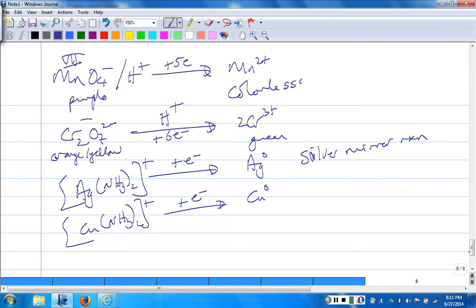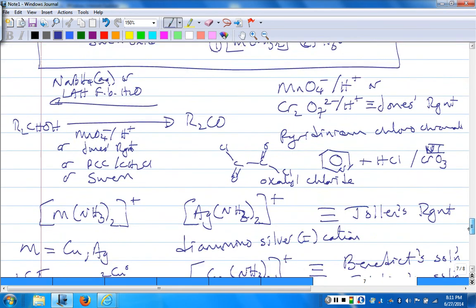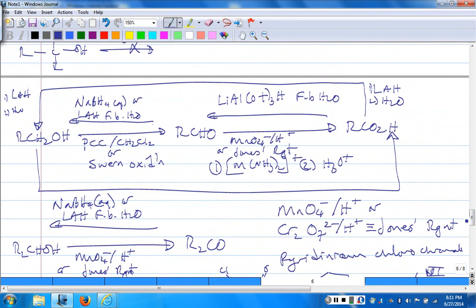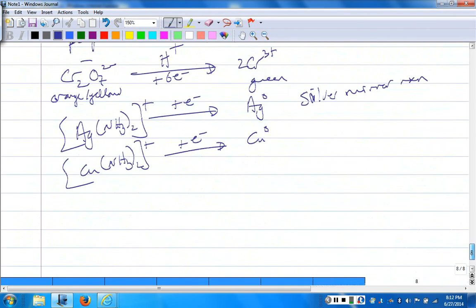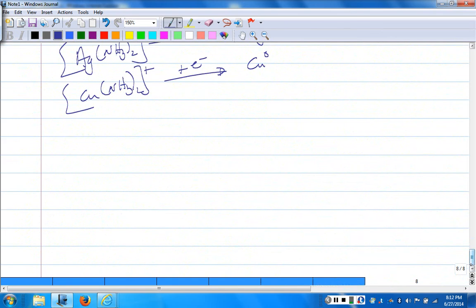But if I see that, then the compound must have been an aldehyde. Okay? So now we know how to systematically oxidize alcohols to aldehydes, or aldehydes to carboxylic acids, and so on. And we know how to systematically reduce carboxylic acids to aldehydes, or carboxylic acids to alcohols, or whatever. Now, there are some classic problems that arise as a result.